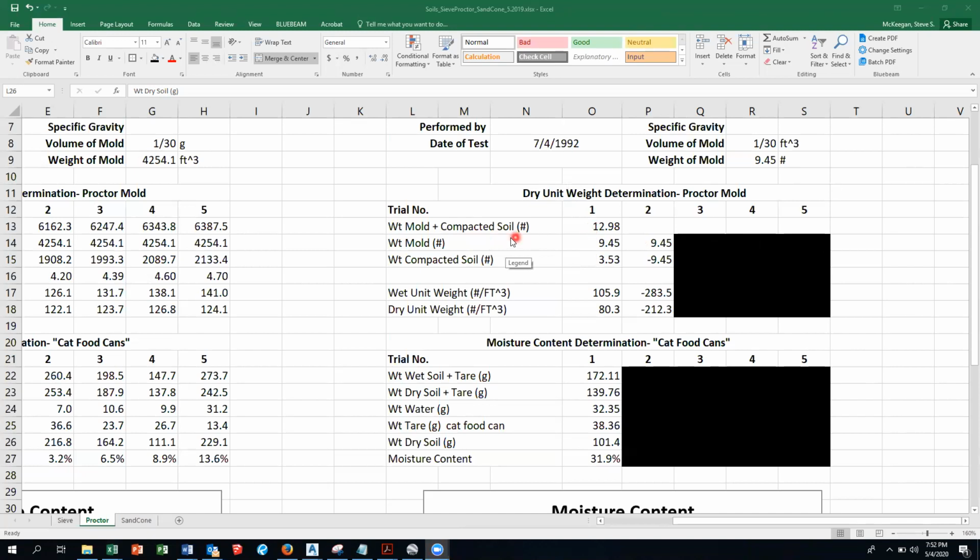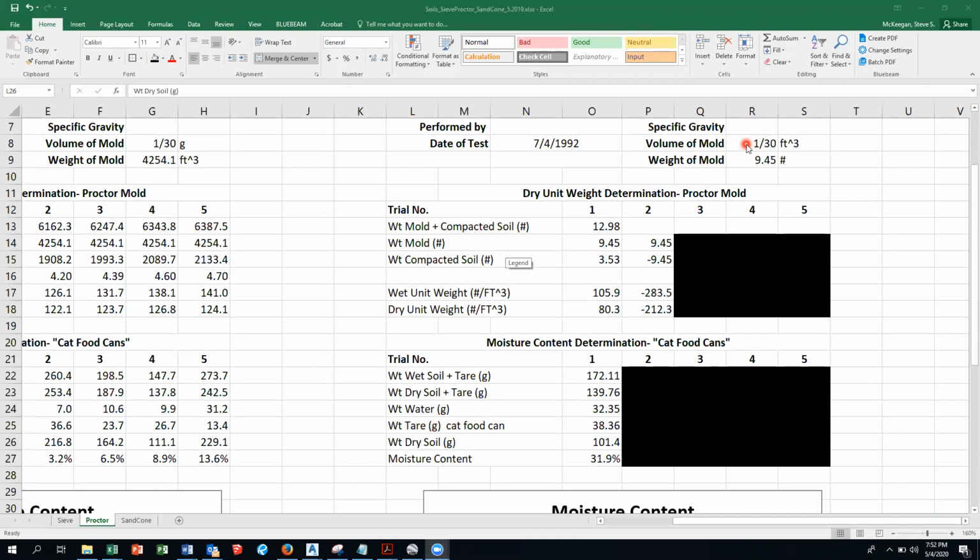So what he did here is he weighed the mold empty, and this is what it weighed after it's full. So this is a combined weight. You subtract the weight of the mold, and that's the weight of just the soil in the Proctor mold. But how many of those molds did it take to make 1 cubic foot? 30, because each mold is 1/30 of a cubic foot.